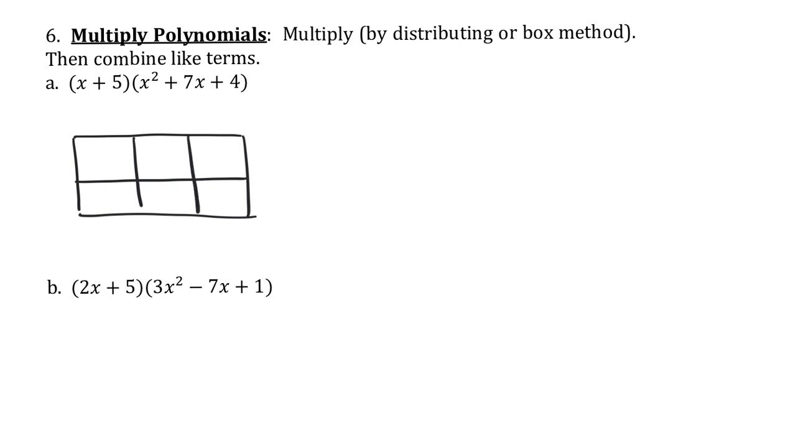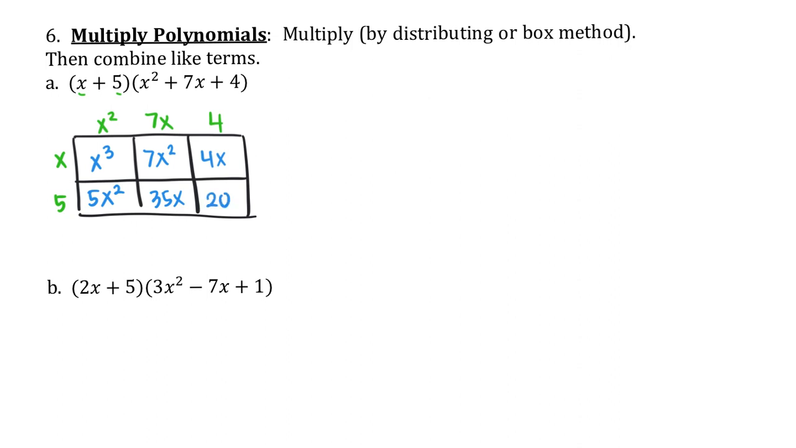Okay, now on the side with 2, I'm going to put x plus 5. On the side with 3, I'm going to put x squared, 7x, and 4. Okay, now I'm going to multiply. x times x squared is x to the third. 5 times x squared, 5x squared. 7x times x, 7x squared. 7x times 5, 35x. 4x, and 20.